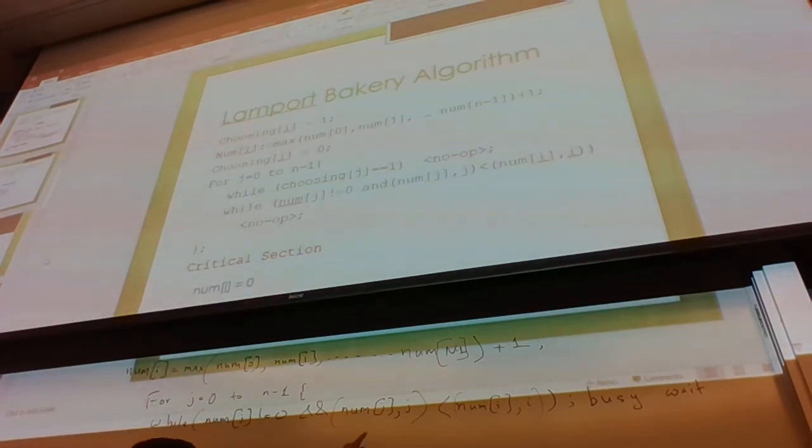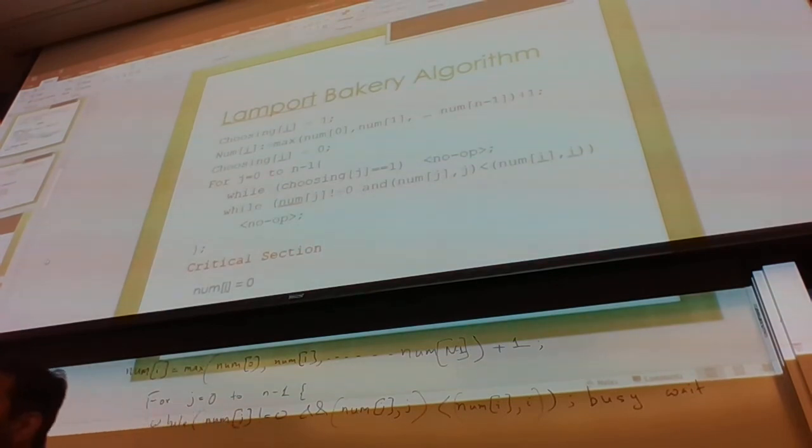So then it will come and look at this condition. It will see that num3 comma 3 is less than num1 comma 1. Is it true? Because num1 is 2, num3 is 1. Num3 is less than num1, so this is true. If that is the case, then it will block for process 3.